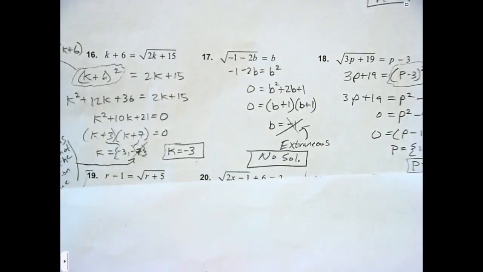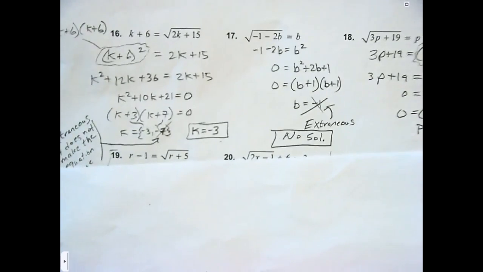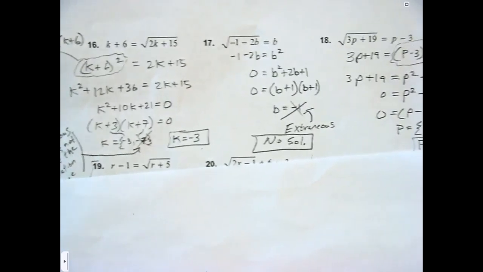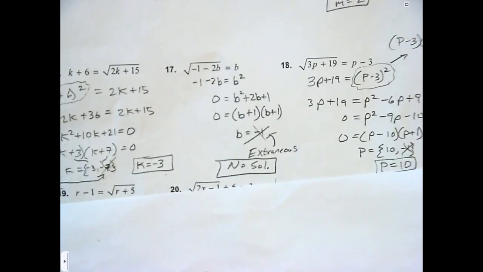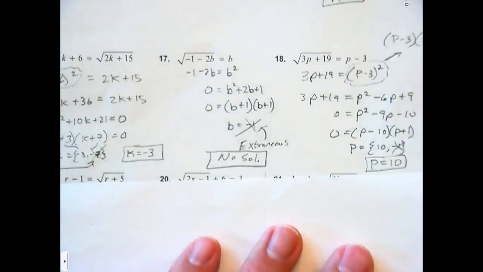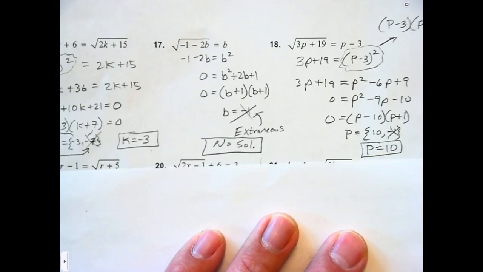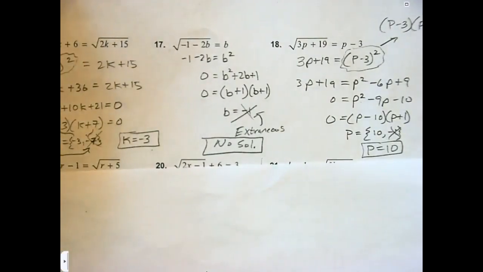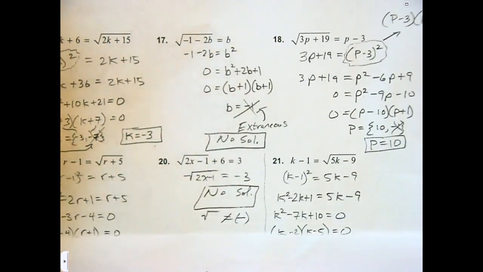16, 17, and 18. We talked about that in class a bit there. So number 16 is negative 3. It's an extraneous solution for that negative 7 there. You have to factor. 17 is no solution. In 18, you get p equals 10 because the negative 1 is extraneous. Remember, extraneous means that you have the extra answer there.